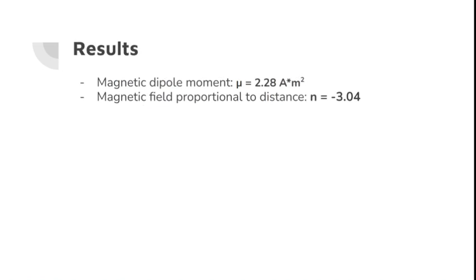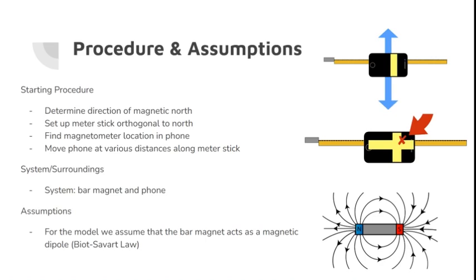Here are the results of the lab, the magnetic dipole moment, and the magnetic field proportional to distance, shown on screen. Some procedure and assumptions for the lab. Starting the procedure, we had to determine the direction of magnetic north, and we laid a phone flat on a table, rotated until the x component equals 0 using a magnetometer app.